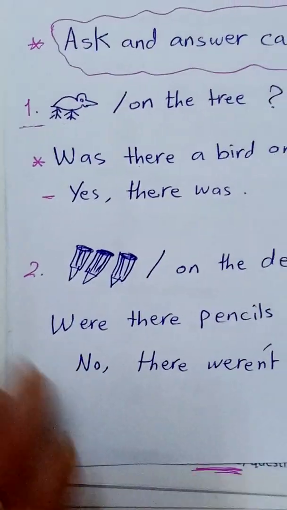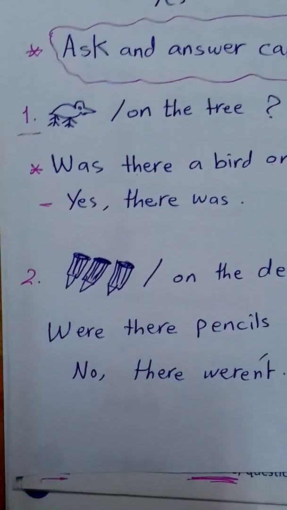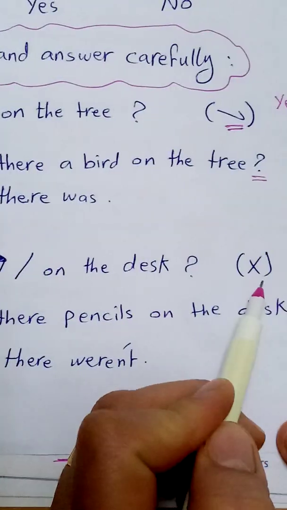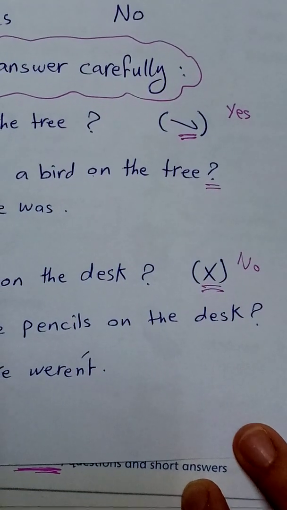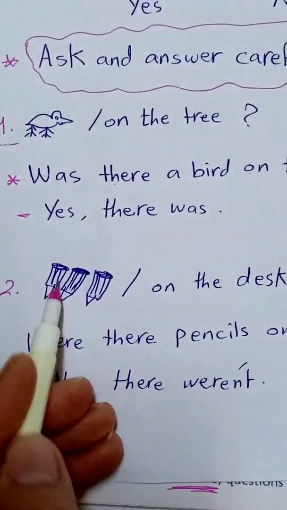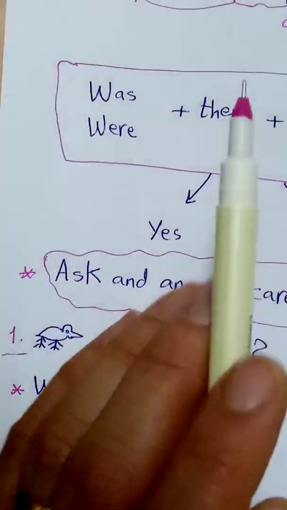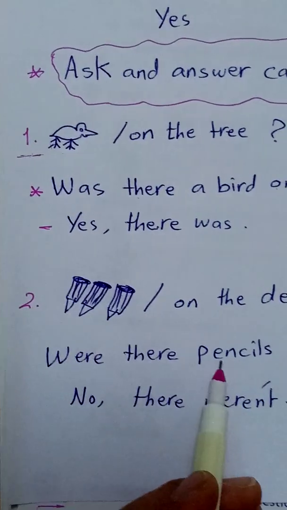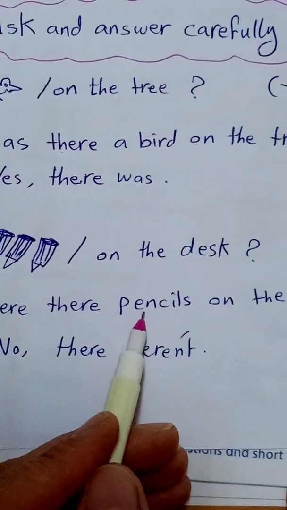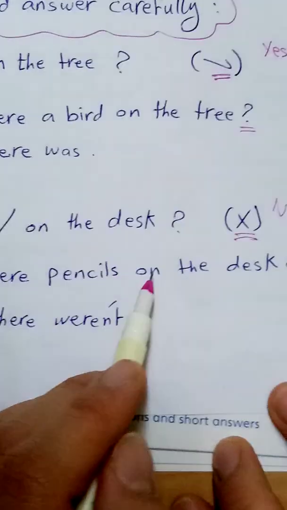Okay, if you go to the second example here, you have three pencils, on the desk, and your answer, which I gave you, must be a cross. Now the cross means no. Okay, since I have three pencils, which is plural, you should begin your question with was or were. Of course with were. Then I put there. Were there. What do I have? Pencils. Were there pencils? I continue my question: on the desk. Were there pencils on the desk?